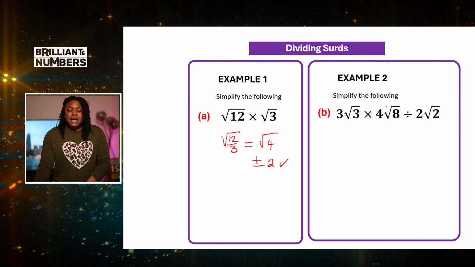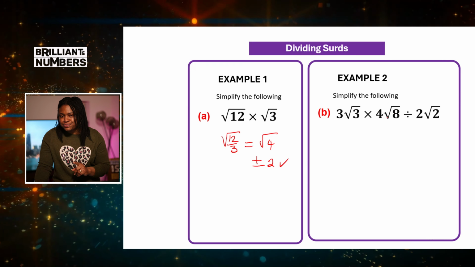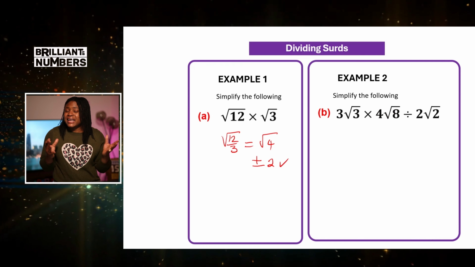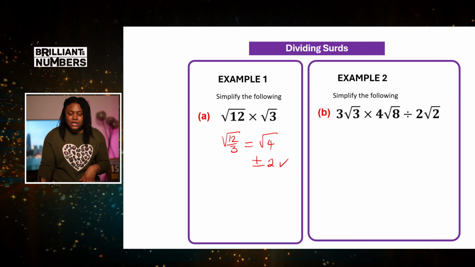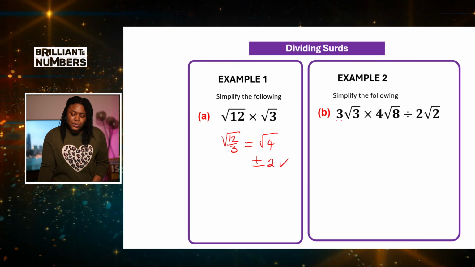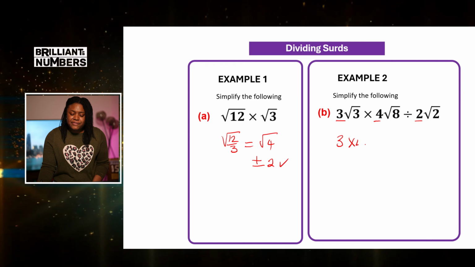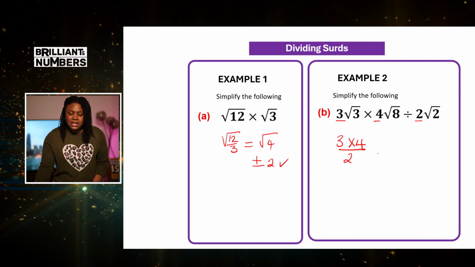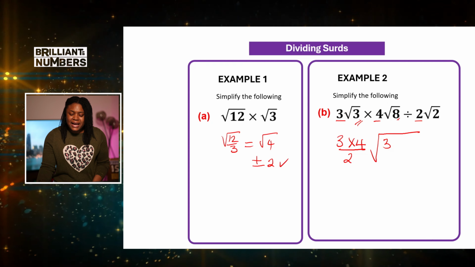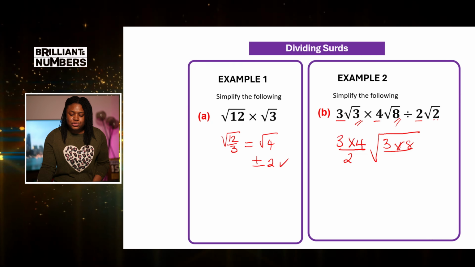So again, I have multiple operations here because I've got a multiplication and a division. Now, when we have multiplication and division happening in a question, we can take care of them simultaneously. So therefore, I'm going to collect my terms. I'm going to do coefficients first all the way through. I have 3 multiplied by 4 divided by 2. And then in my root, I will have 3 times 8, and then dividing by 2 for the root.